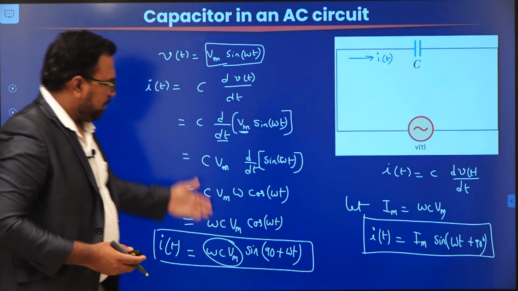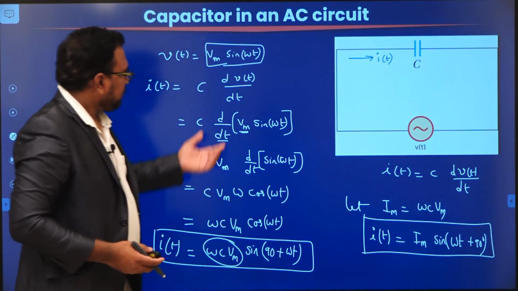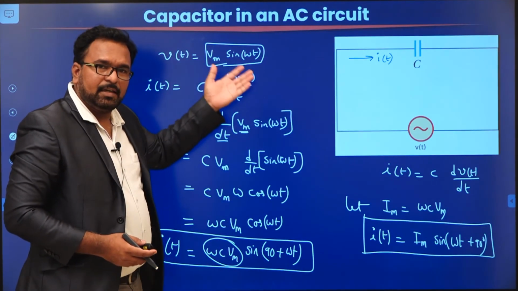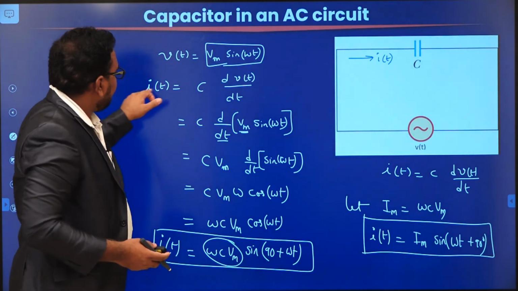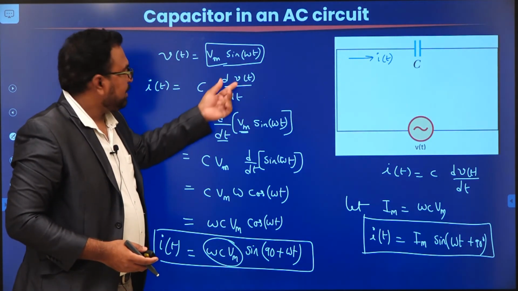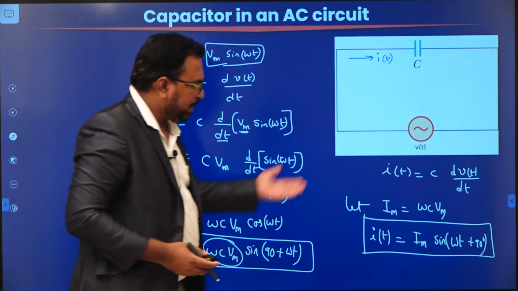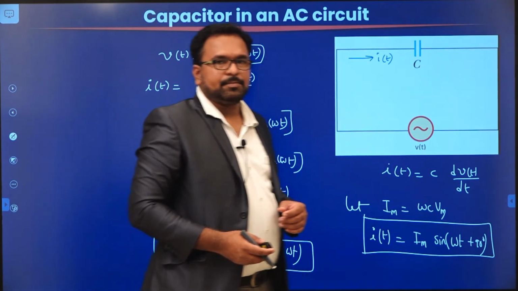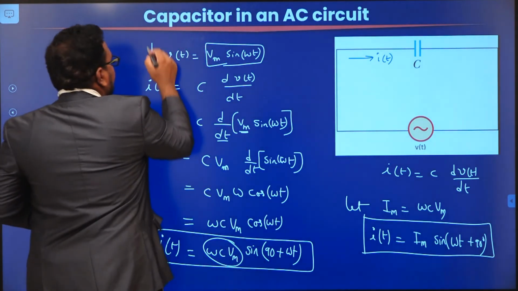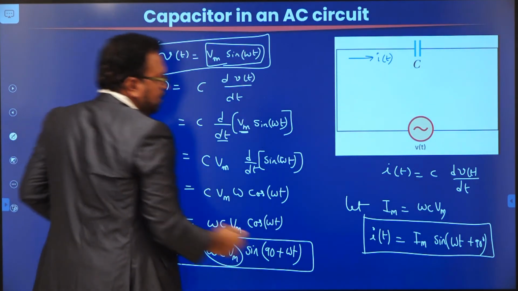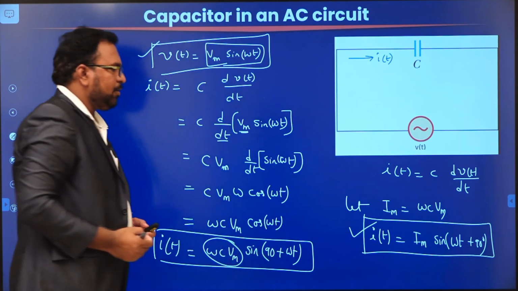I think this is a very simple derivation. Here differentiation is involved. In the case of an inductor, integration is involved. So the current through the capacitor is C into dV by dt. In place of V of t, we have Vm sin omega t. Then we did some simple mathematics to obtain the current through the capacitor. Now let us represent this voltage expression and current expression in graphical notation.